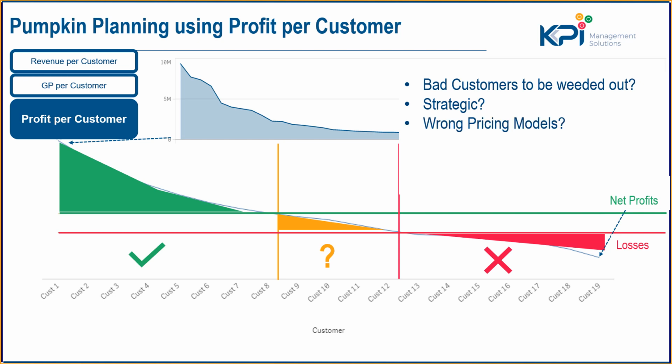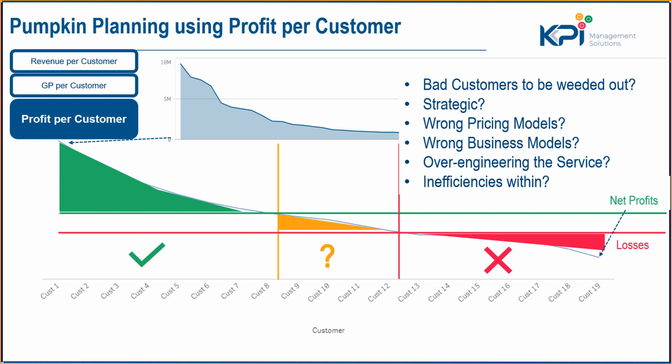Perhaps you've got wrong pricing models. You're just not charging enough for the services you provide. Or you might have the wrong business models in place, so you're not servicing them properly. And the next point is related to that: you're over-engineering the service, and it's actually costing you money. Or you've got inefficiencies within one or more departments within your business, and that's actually costing you money. And if you clean that up, perhaps those clients won't be loss makers.